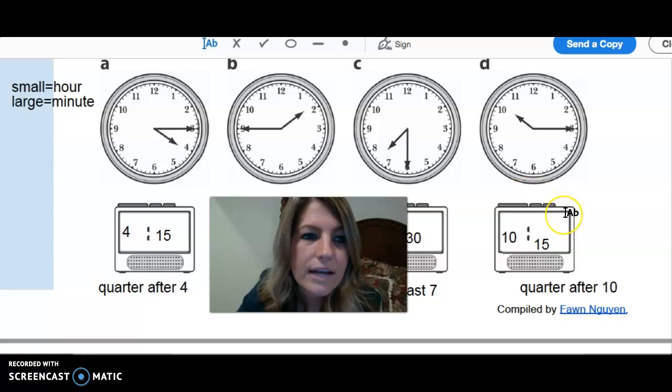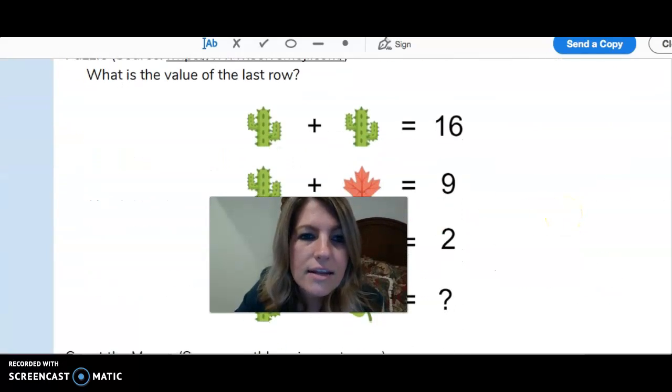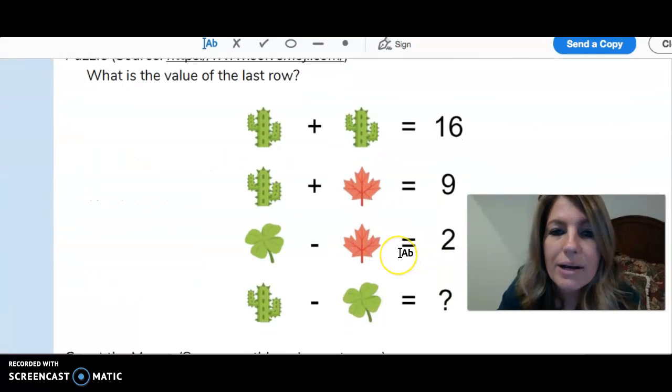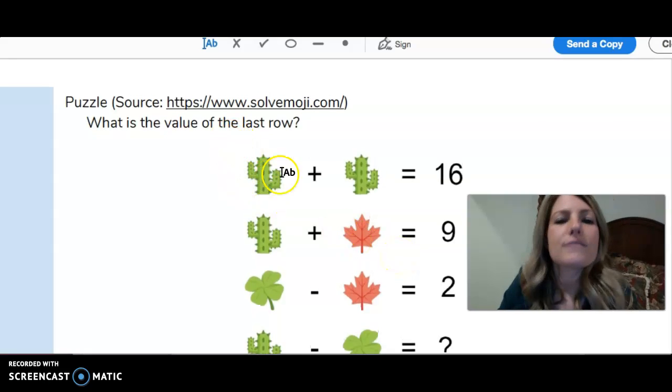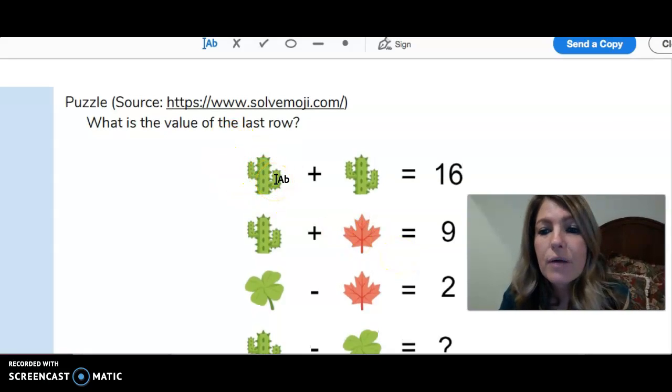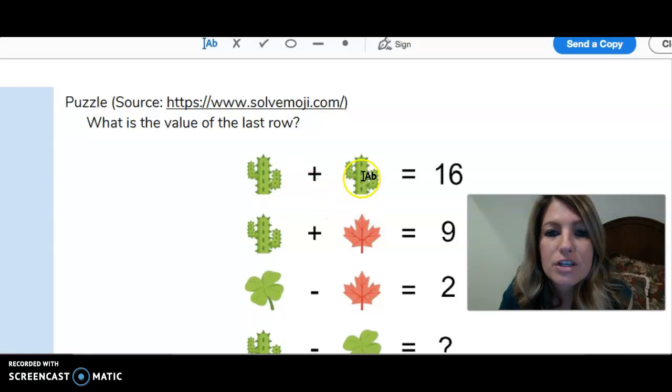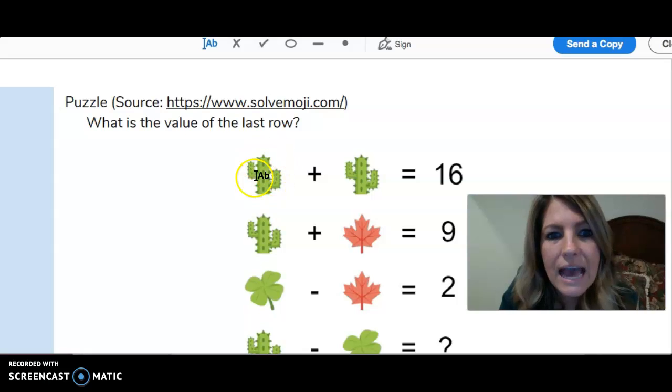All right, very nice. Let's move on to the next section. The next section has us putting a puzzle together. It gives us pictures, and we have to try to figure out what the value is for each picture. Value means number. How much is it worth? How much is this cactus worth?